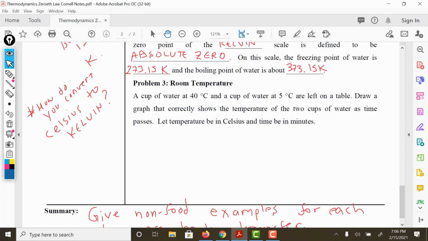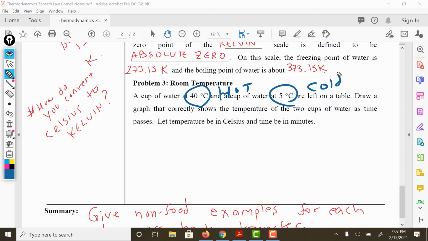A cup of water at 40 degrees Celsius and a cup of water at 5 degrees Celsius are left on the table. Now, to give you some perspective here, this would be hot and this would be cold. Unless you're from somewhere that actually uses Celsius, you might be confused. Room temperature, like right now in your room, is probably 23 degrees Celsius. It's between 22 and 25 degrees Celsius.